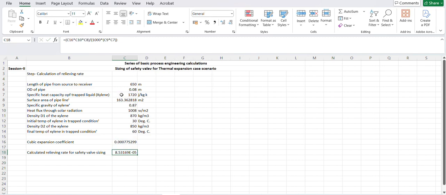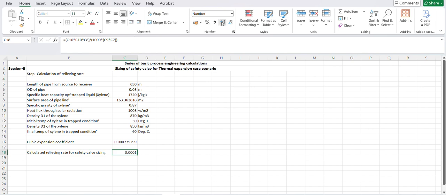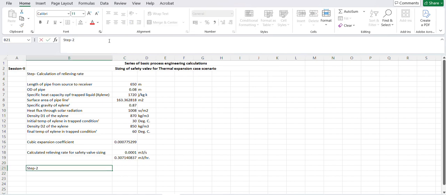So we will get this value of the required relieving rate in meter cube per second. Now we can convert that by simply multiplying by 3600 seconds, so we'll get the flow rate in meter cube per hour. That's our required relieving capacity. Using this relieving rate, we can calculate the next step. Step 2 is to calculate the orifice diameter.